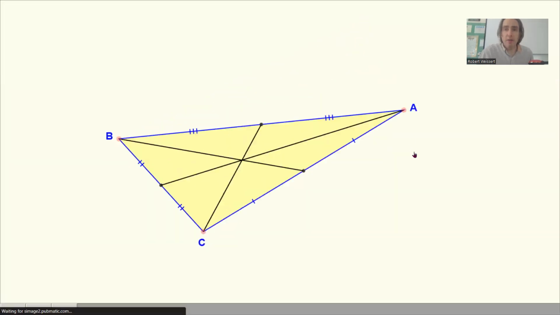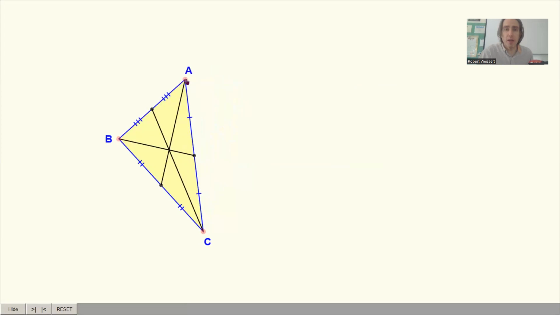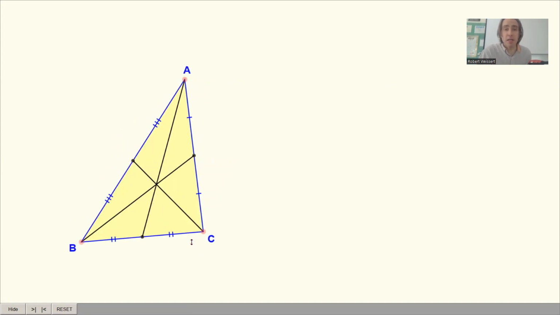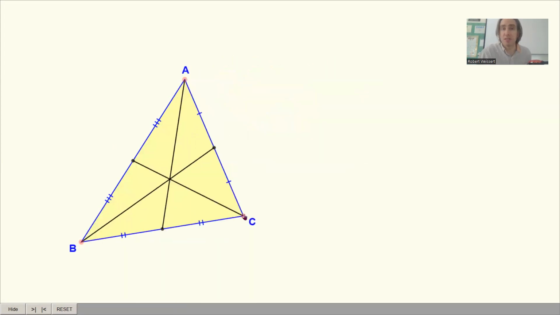Look at that. I can drag those points anywhere I want, and you'll still have this point right in the middle. It's where those medians intersect. Notice that all of these segments along the side of the triangle are cut in half. They're bisected. But that point inside of it, they still meet, and that point is called the centroid.